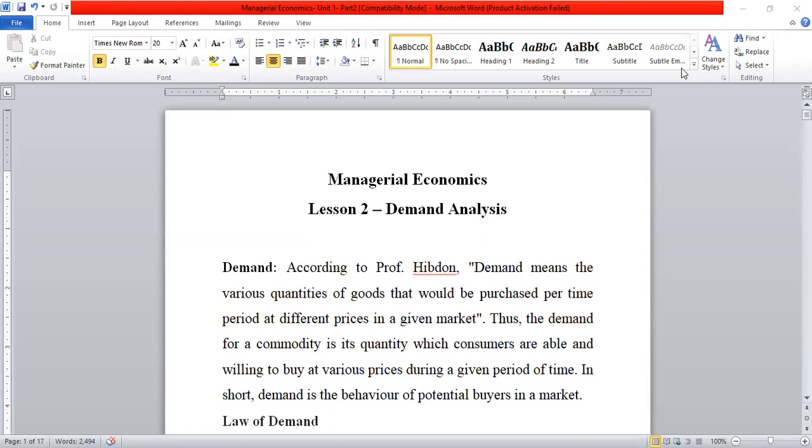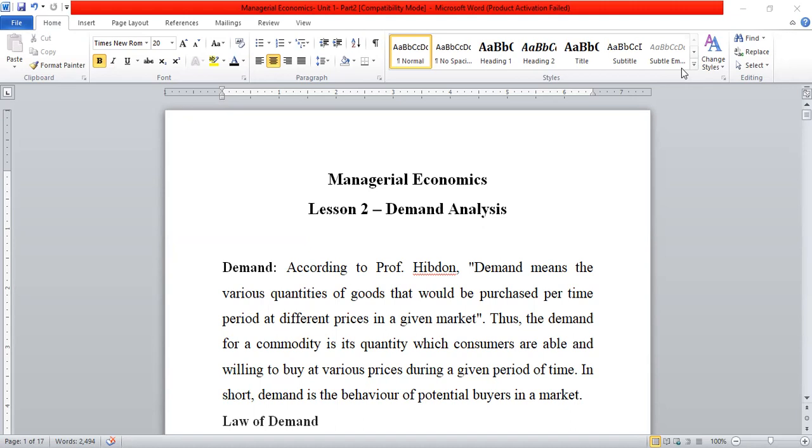When will the demand come? Consumers have some wishes, willing to purchase. Then they are able to purchase and they are ready to purchase. All these things are combined, then the demand comes.